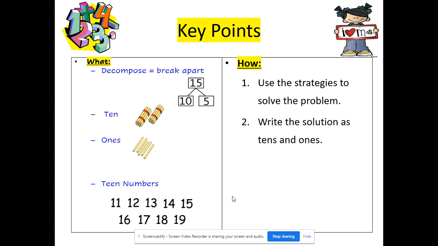How are we going to be successful? Well, 2 easy steps. First, we need to use the strategies to solve the problem. Strategies that we know, like the make 10, the count on, the take from 10 to solve the problems, right? And second, we just need to write our solution as tens and ones. Are you ready? Go ahead and take out your whiteboard or a piece of paper to practice on. Press play when ready.